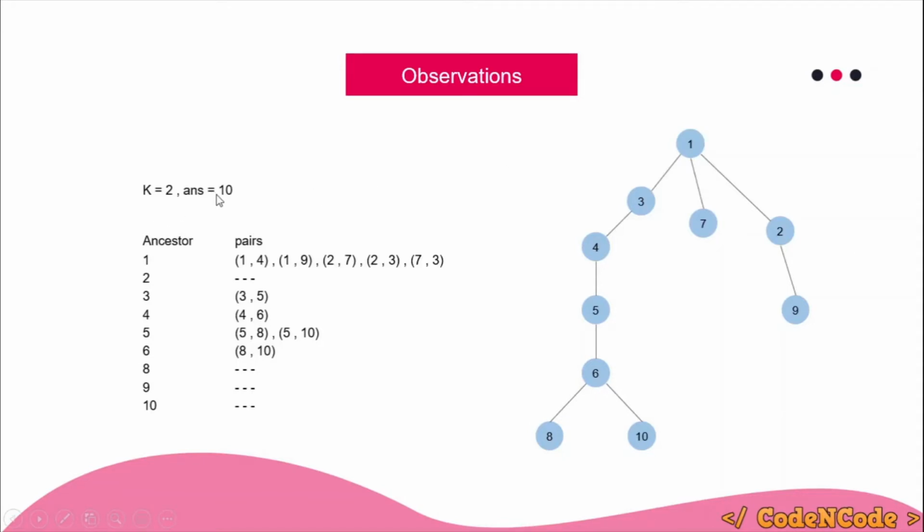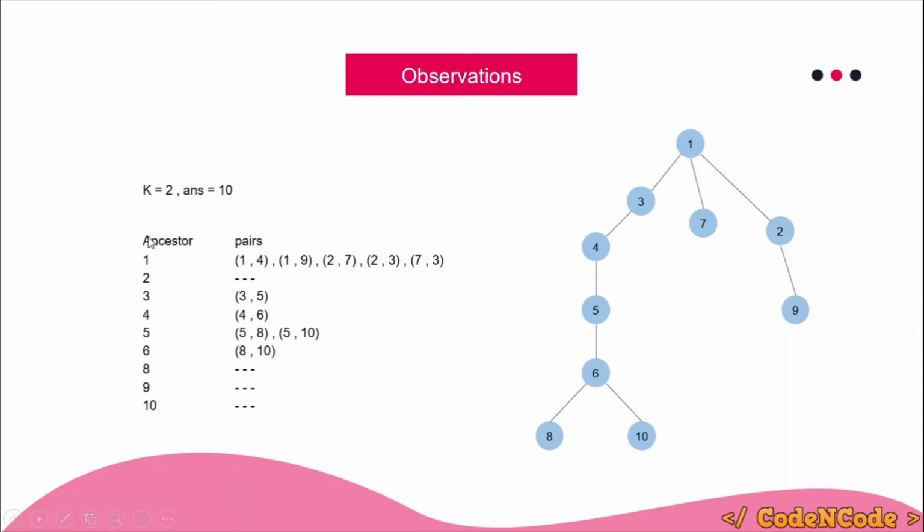If k is equal to 2, the answer is going to be 10. For example, these are the 10 pairs such that the difference between them is equal to 2: 1 4, 1 9, 2 7, and so on. So these are the 10 pairs. Just pause the video and see for yourself that the distance between all of these 10 pairs is equal to 2, right?